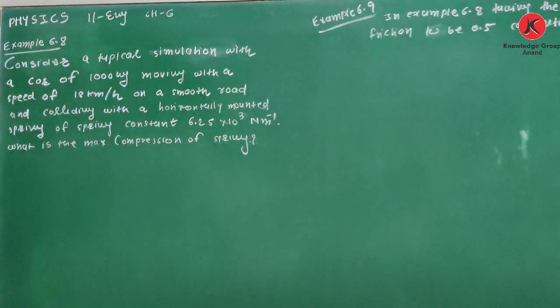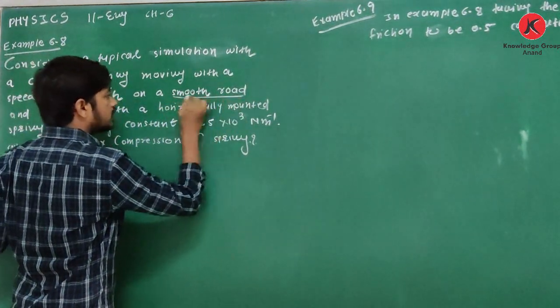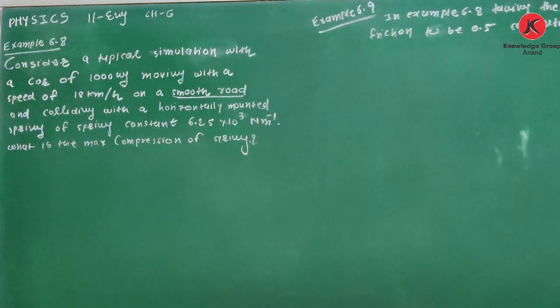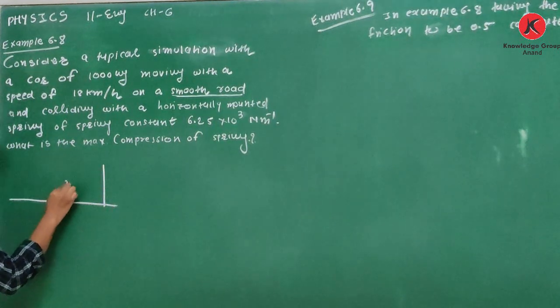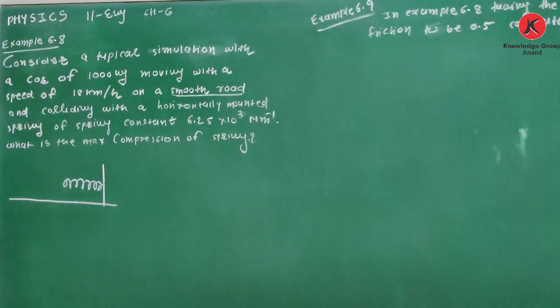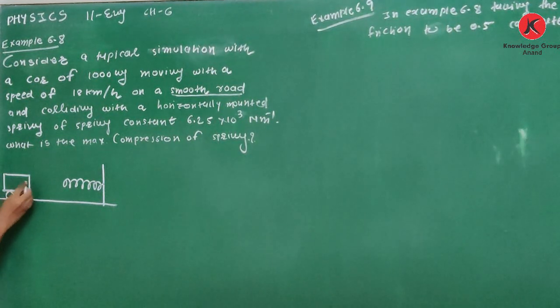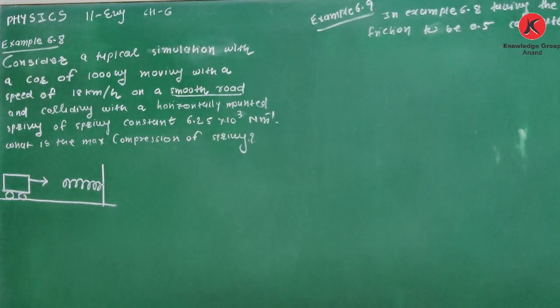What is given? Consider a typical simulation, a car of 1000 kg moving with a speed of 18 km per hour on a smooth road, and colliding with a horizontally mounted spring of spring constant 6.25 × 10^3 Newton per meter, like this. It is a spring like this, and a car is moving in this direction. Clear about this?